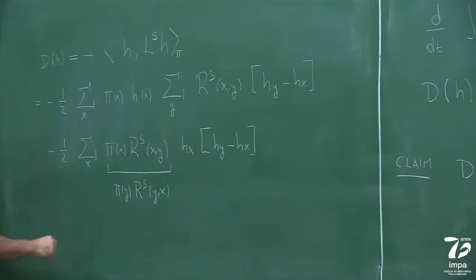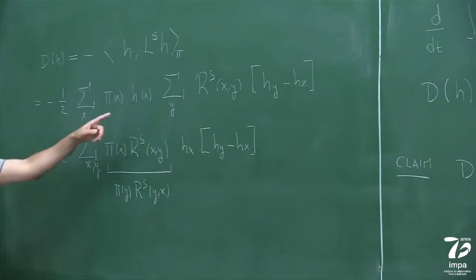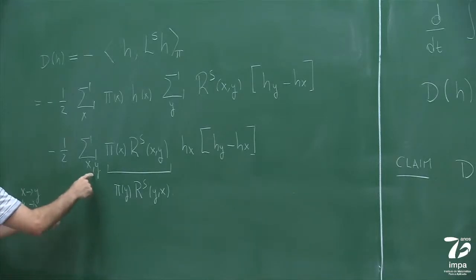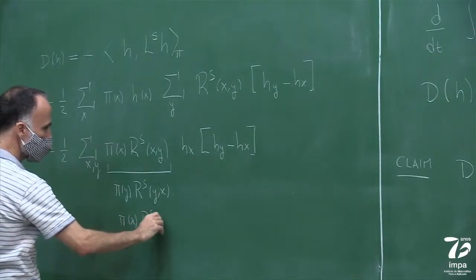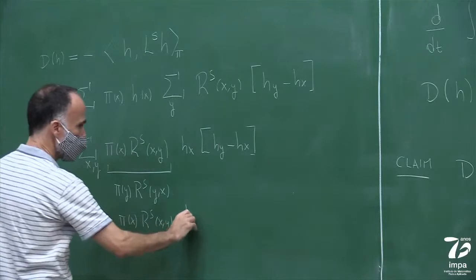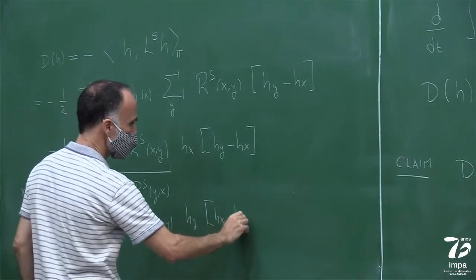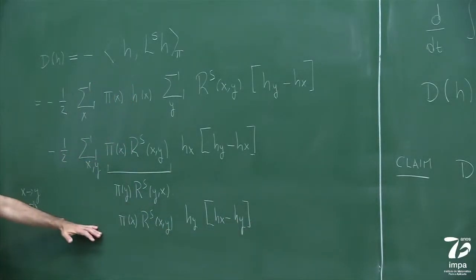And now I have a sum over x and y, right? So now let me change x to y and y to x in this term. So this still has a sum over x y, but here I have pi x Rs xy, h y (h x minus h y). Okay, so the second term became this expression.